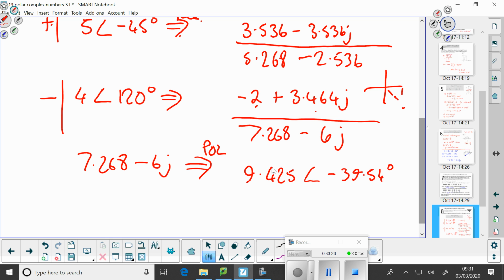Alright? Because your calculator from these conversions will give you positive results in quadrants 1 and 2. Between 0 and 90 in quadrant 1, between 90 and 180 in quadrant 2, and it will give you negative angle results in the third and fourth quadrants. Alright?